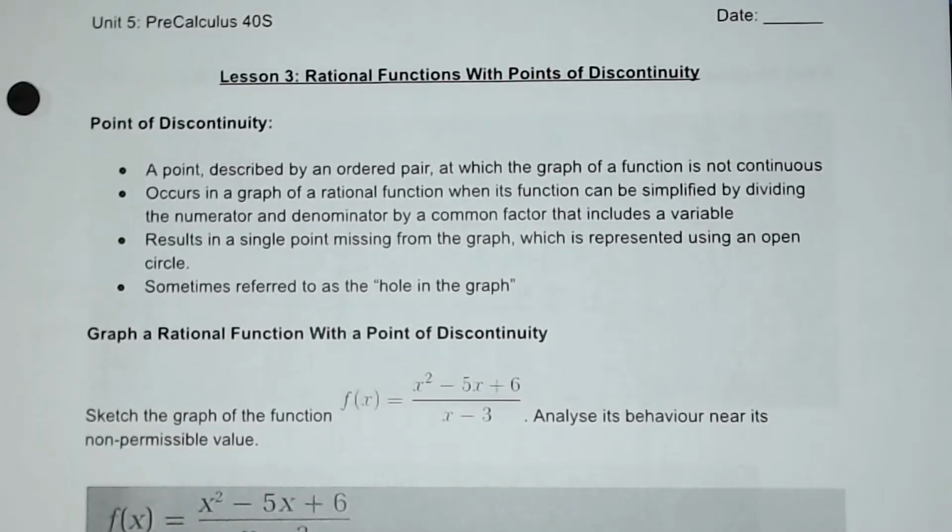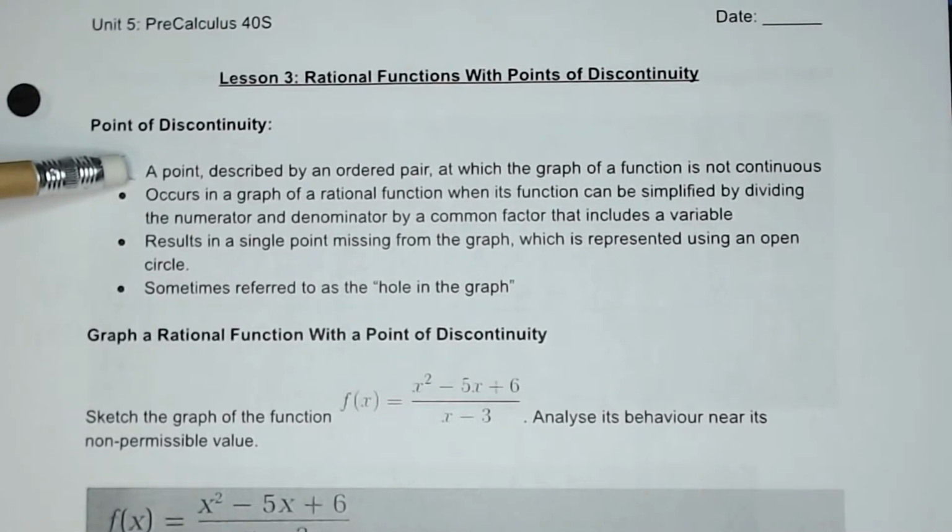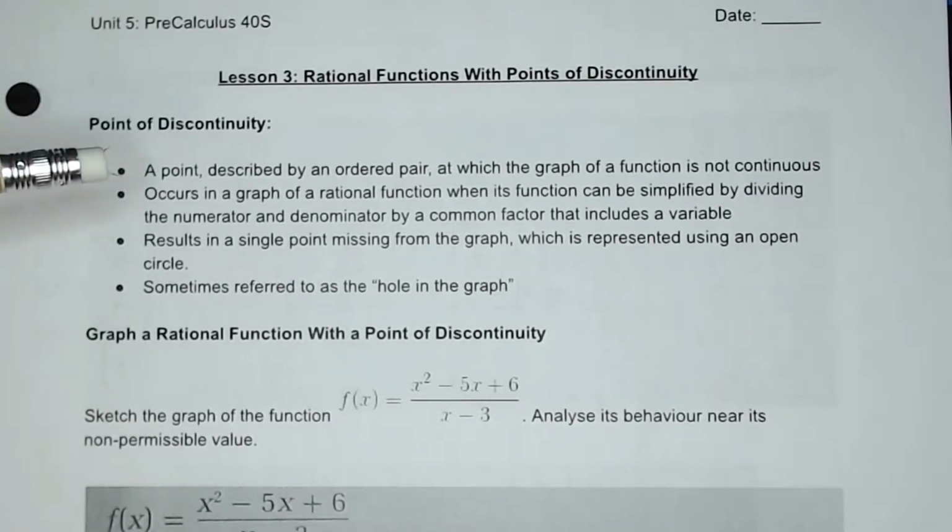Welcome to Unit 5, Lesson 3, Rational Functions with Points of Discontinuity. We have a new term, and it's point of discontinuity. This is a point described by an ordered pair at which the graph of a function is not continuous, so it's just an xy coordinate.